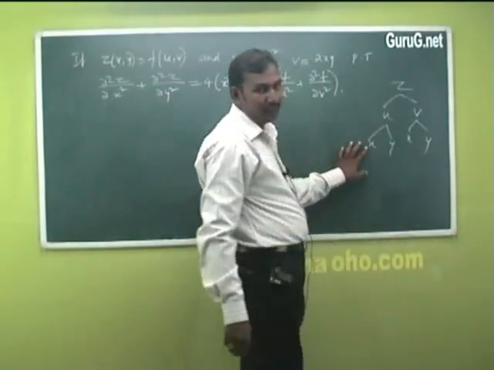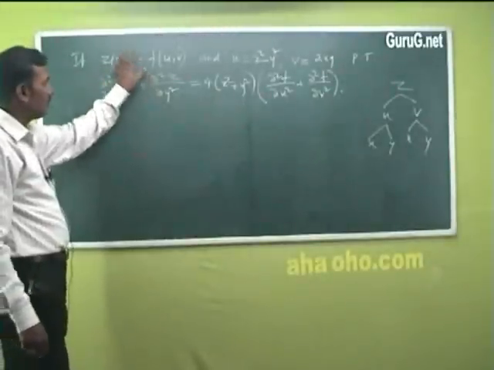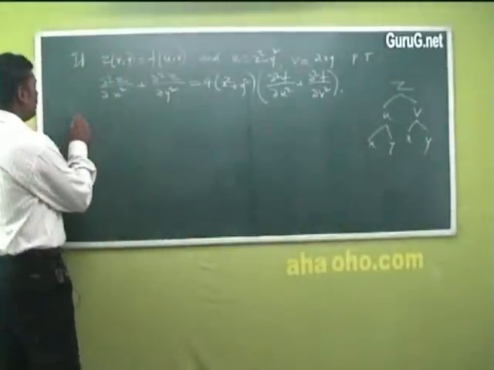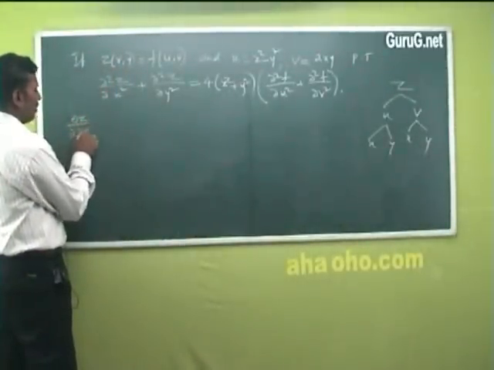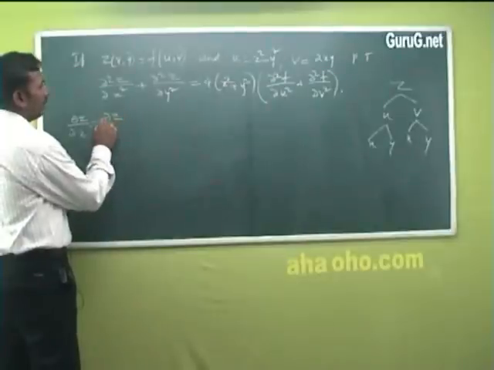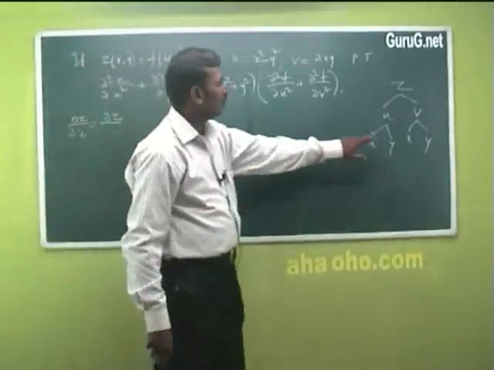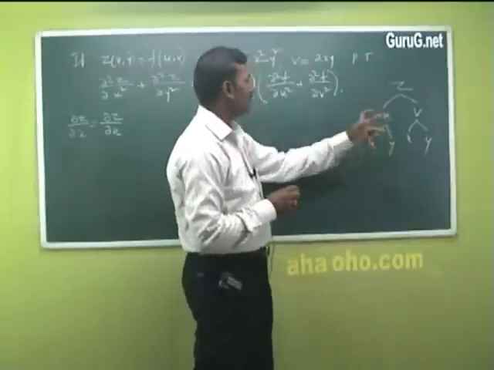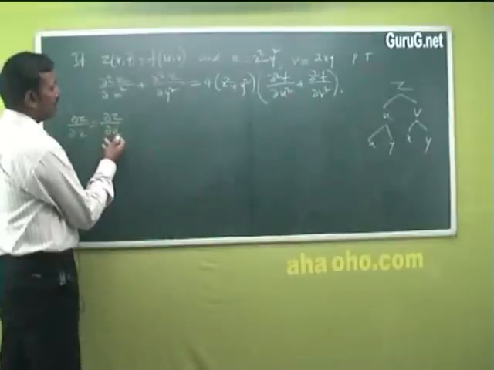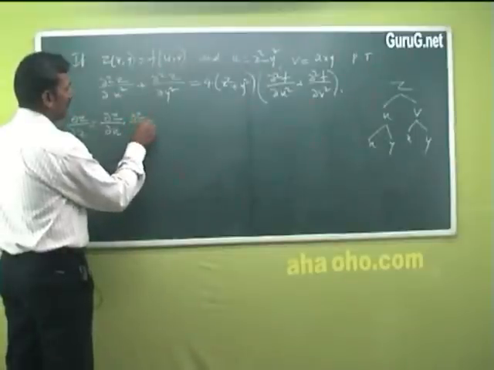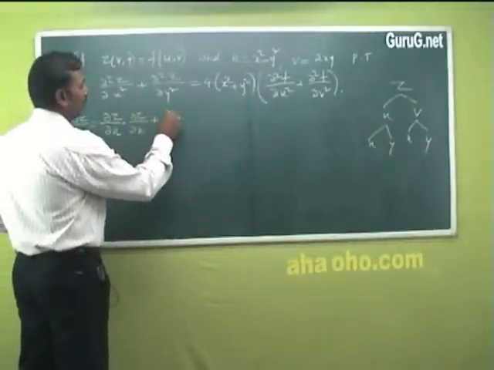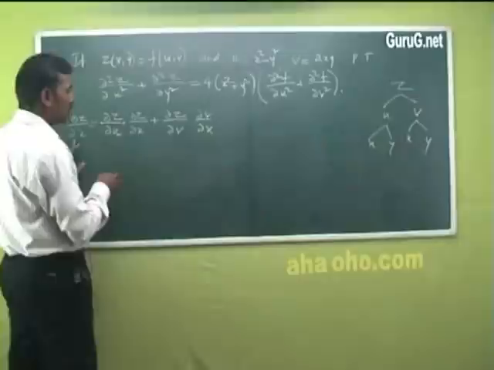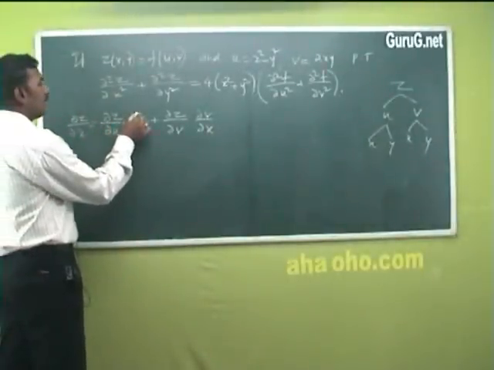Therefore, z is a function of x and y. So that question is going: z is a function of x and y, it is nothing but a function of u and v. So we can write it as 1: ∂z/∂x equals ∂z/∂u into ∂u/∂x plus ∂z/∂v into ∂v/∂x. Simply you can replace this z by f.